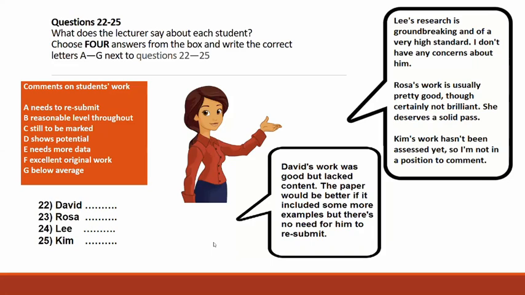David's work was good, but lacked content, so there's something missing. The paper would be better if it included some more examples, but there's no need for him to resubmit. And again, resubmit is in A. We can see it there. However, it's again paired with a negative. And this is really what separates task 3 from task 1.